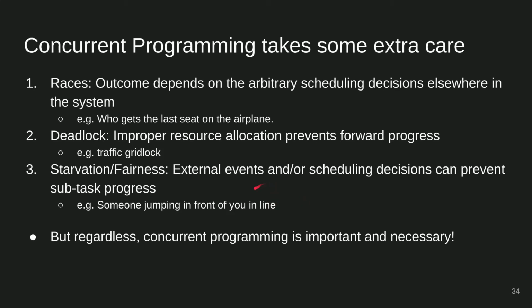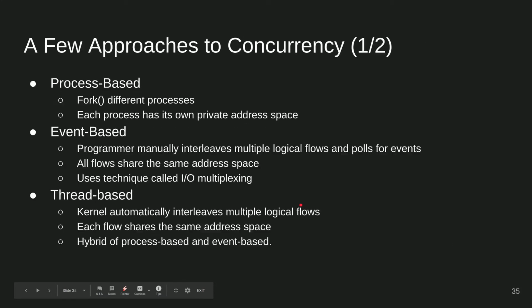Someone's breaking the rules. So they're the external event preventing you from making progress forward. Okay, but regardless of these issues, these three well-known issues, concurrent programming is still important and necessary, right? Because we need our orchestras, our dinner tables, and so on, to have concurrency to function. Same thing with our programs. We need our systems to be able to multitask.